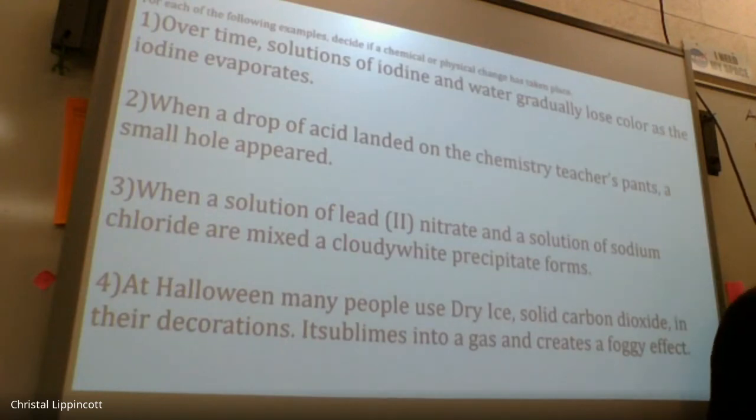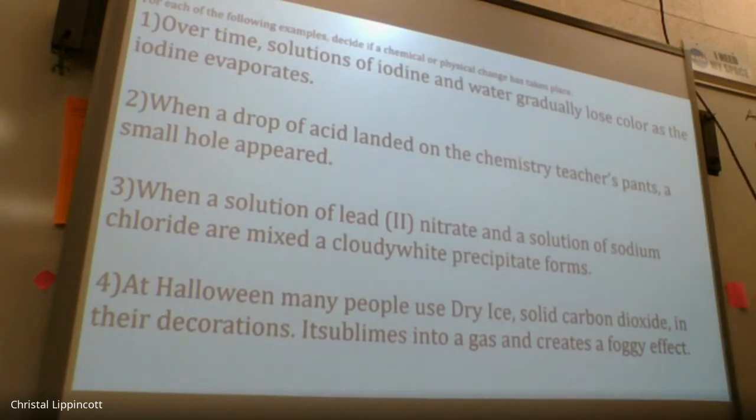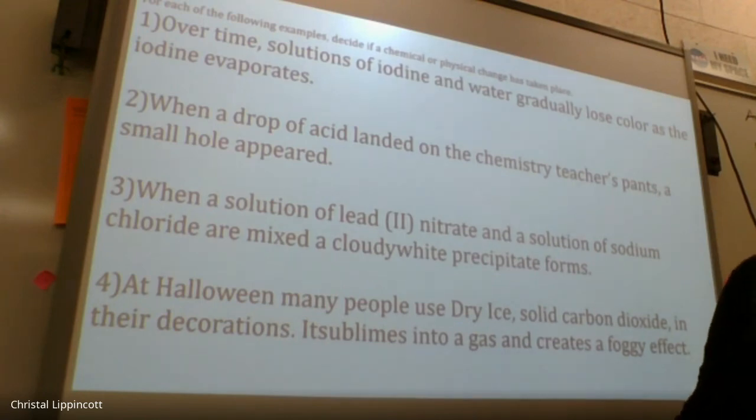So for each of the examples here, determine if it's a chemical or physical change and how you know that. So take a second, talk to your seat buddy if you have one, and see if you can come up with an answer to that.